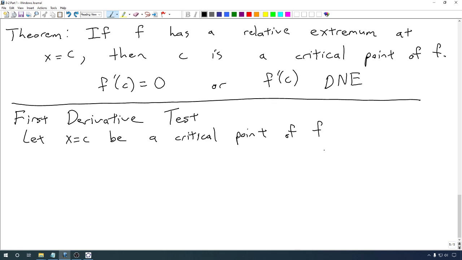In that situation, we have three possibilities. Possibility 1: if f is increasing to the left of c and decreasing to the right of c, which means that our derivative is positive to the left of c and negative to the right of c. Basically, if we were to look at our number line, if we have our c on here and a positive derivative over here and a negative derivative over here, then what we have is a relative maximum.